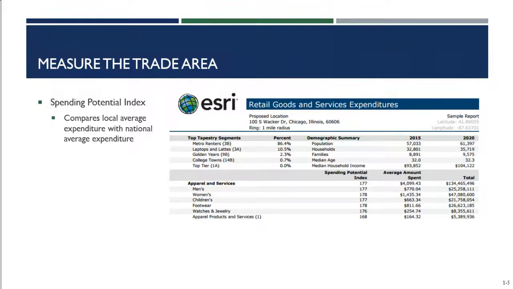Now, we don't have a sample up here, but if we look down at, let's use watches and jewelries, and imagine that number said 76 instead of 176. A spending potential index of 76 means that people in Chicago, Illinois are spending 24% less on average than the national expenditure. So this might not be a good area to sell watches and jewelry in, but it might be a great area to sell men's apparel in.